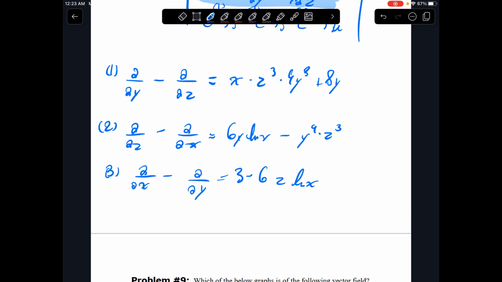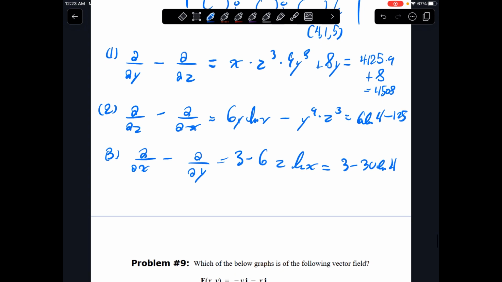Awesome. So after we've written down our derivatives, then we are going to plug in our values. So we have 4, 1, 5. And in our case, this will come out to 4 times 125 times 9 plus 8. Okay, and this is 4508. This one will be 6 ln 4 minus 125. This will be 3 minus 30 ln 4. And this will be your answer for A, the corresponding values.